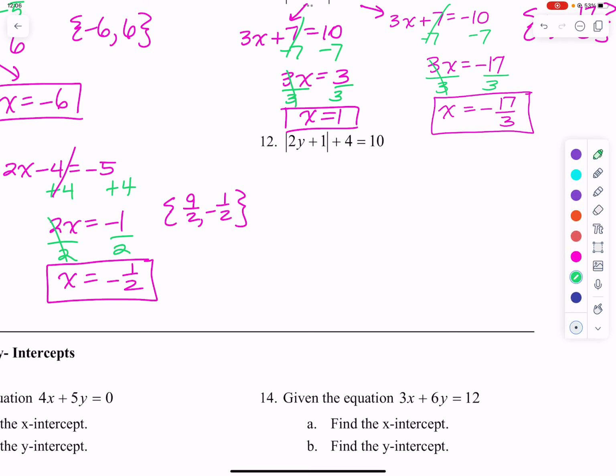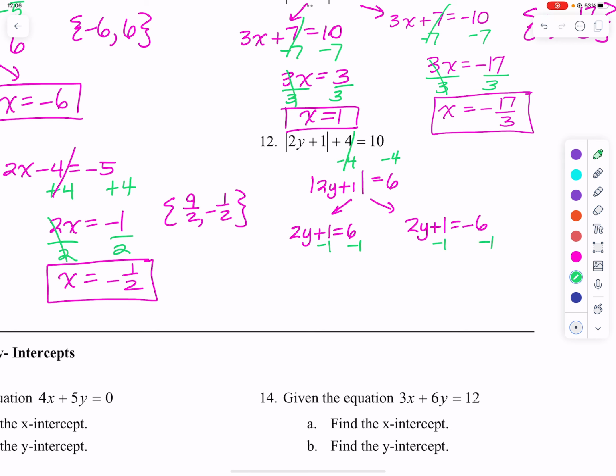We first need to isolate that absolute value. So we will have to go ahead and write this as the absolute value of 2y plus 1 is equal to 6. And now we will have our two equations. 2y plus 1 equals 6, or 2y plus 1 equals a negative 6. So subtracting 1, we have a 2y equals 5 and a 2y equals negative 7.